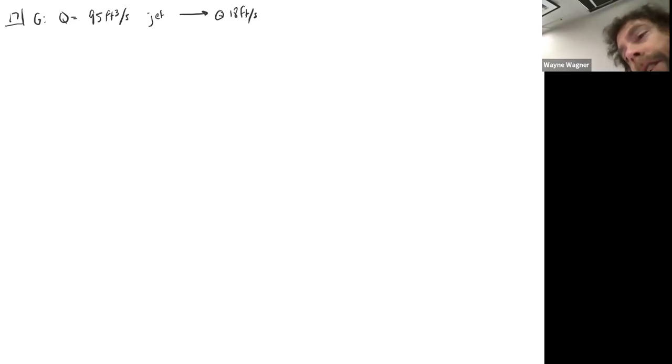Anyway, this is what's given. It says 95 cubic foot per second jet. This is where the language starts to matter. A jet has a very specific meaning. It's moving in the positive x direction at 18 feet per second. It's unusual for them to give us both Q and V. Maybe we'll just write that as a V.